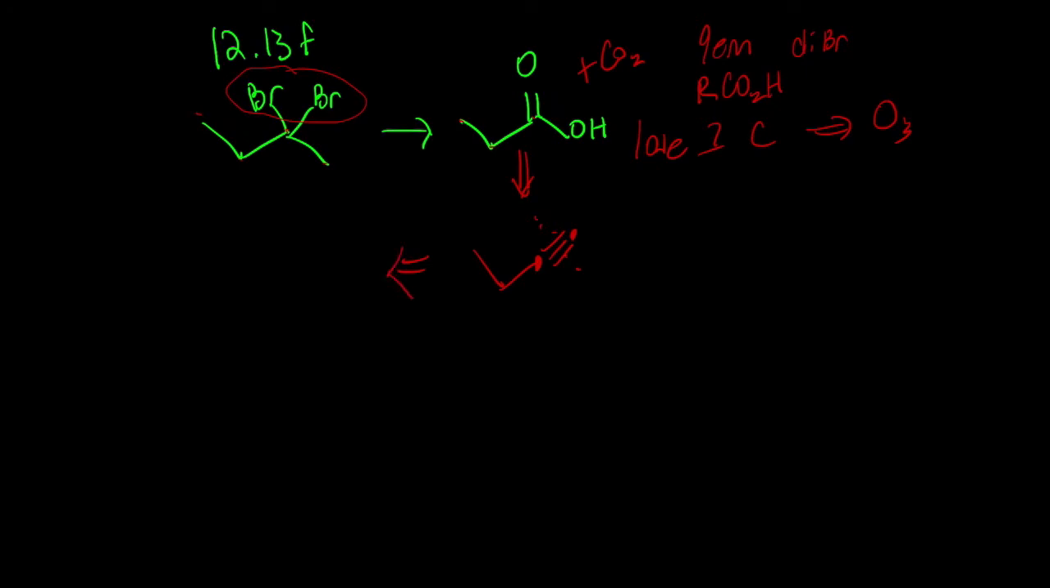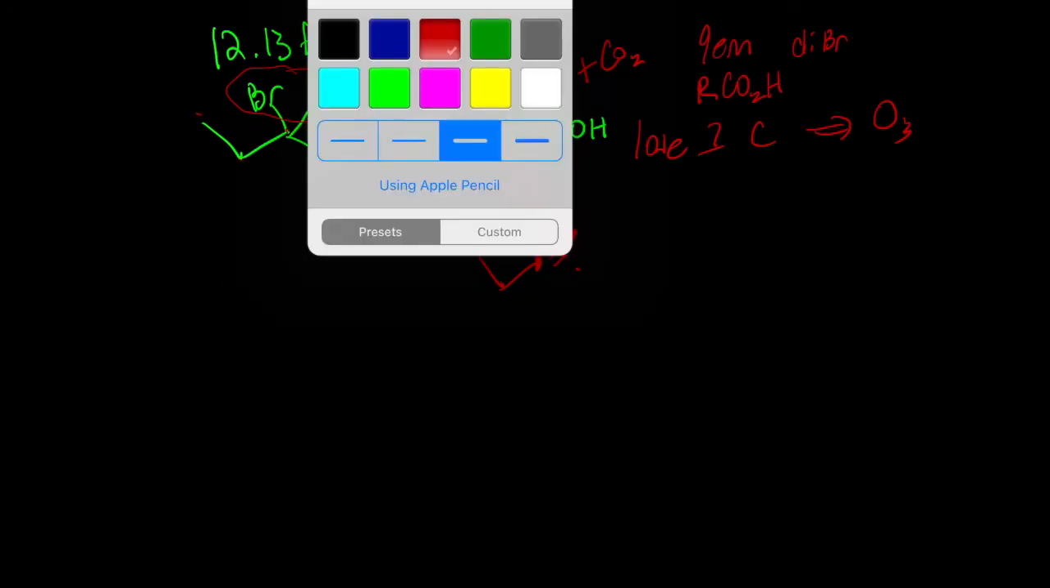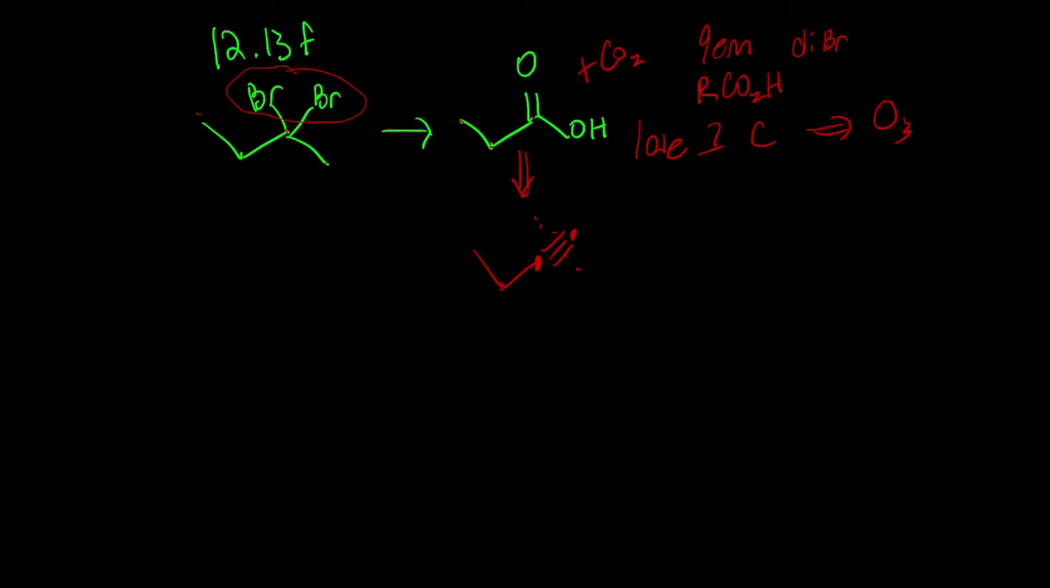Where can alkynes come from? Alkynes can come from alkenes, and I know it must be an alkene because there's... Oh wait, I'm wrong. Good. So my flashcards were messed up there in my mind, okay? So this can come directly from this molecule.